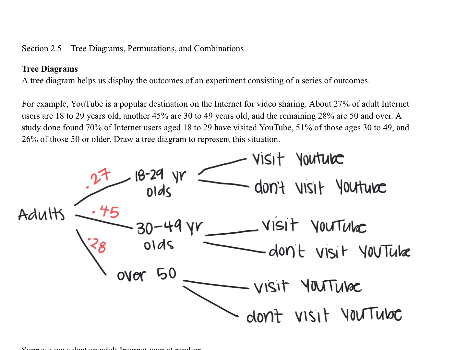Okay, now I want to add my probabilities. Of 18 to 29-year-olds, 70% have visited YouTube, so that's 0.70, which means 0.30 don't. For 30 to 49-year-olds, 51% have visited YouTube, so 0.51, which means 0.49 haven't. And for over 50, 0.26 have visited YouTube, which means 0.74 don't. So this is what a tree diagram looks like.